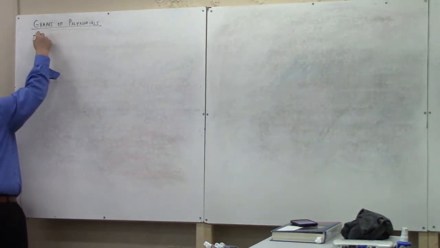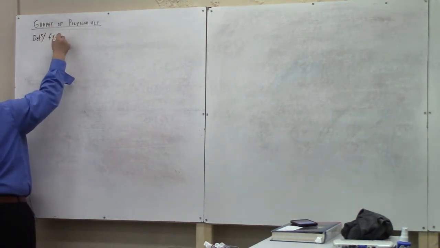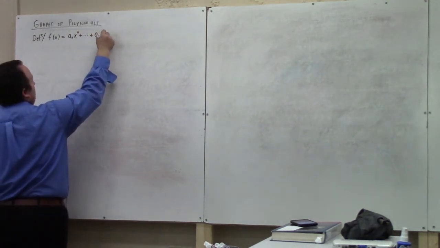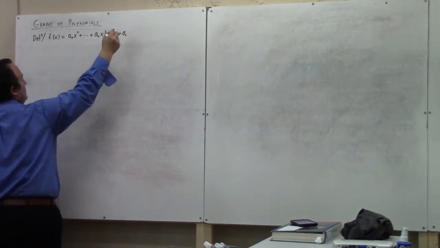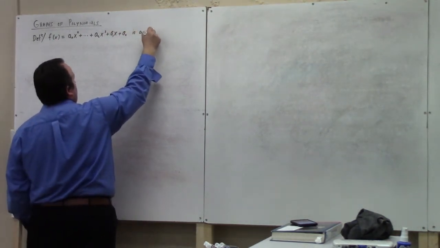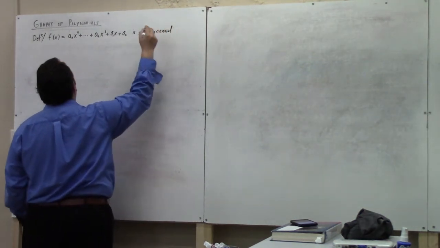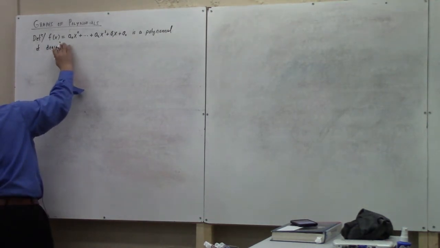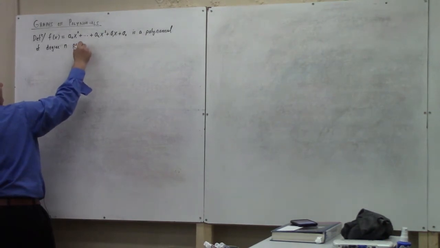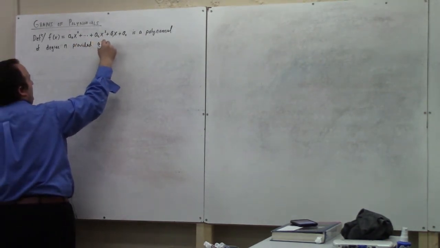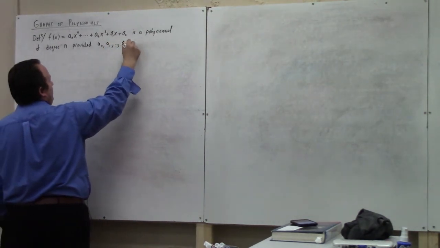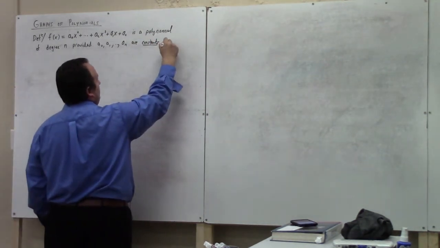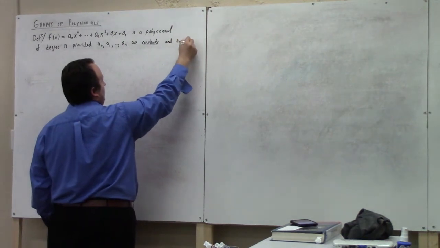So first of all, let me give us a definition. What is a polynomial? So f of x equals a sub n x to the n plus ... plus a2 x squared plus a1 x plus a sub 0 is a polynomial of degree n, provided what? a0, a1, ..., an are constants, and we need that a sub n is not equal to 0.